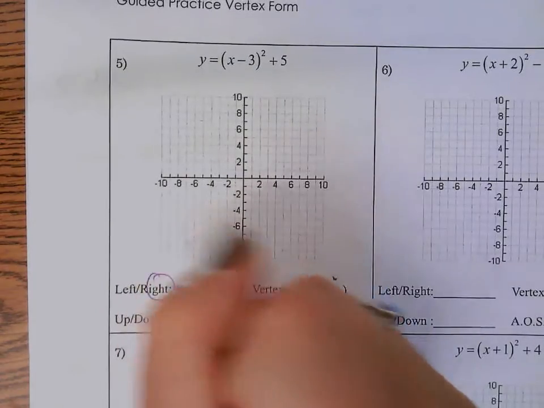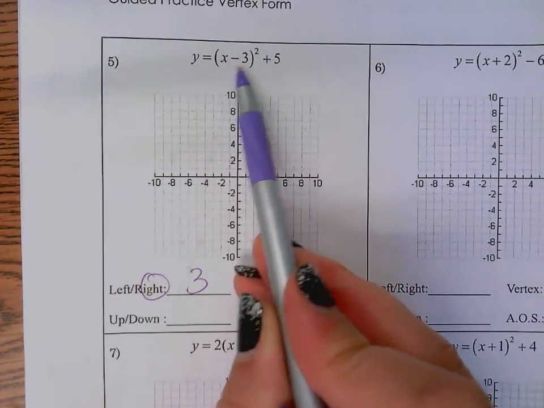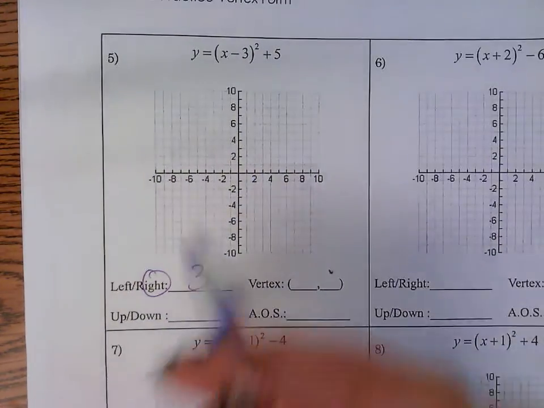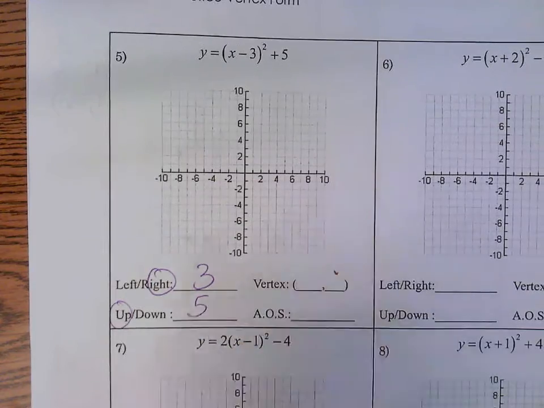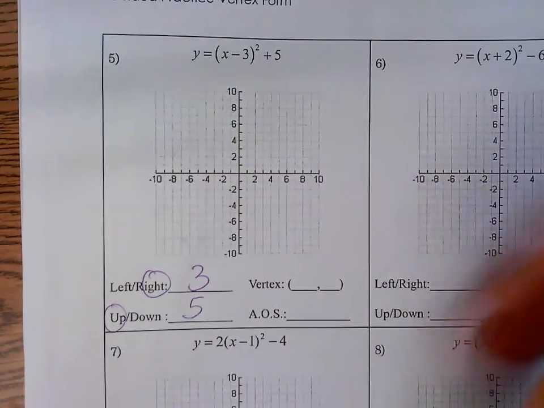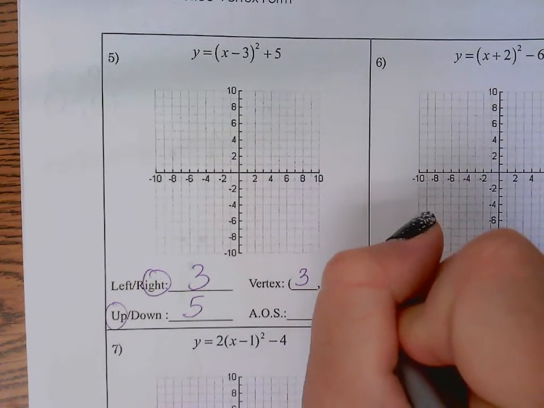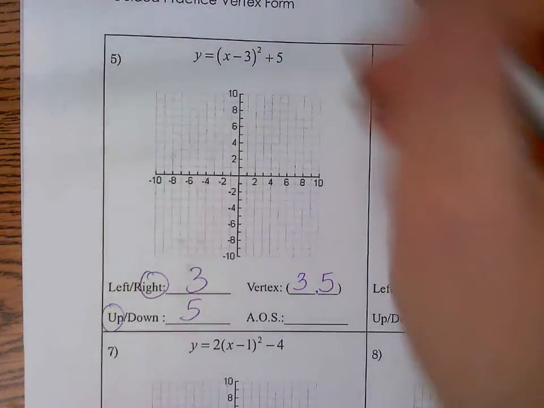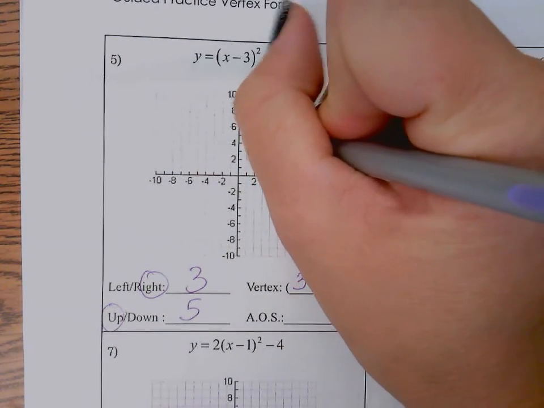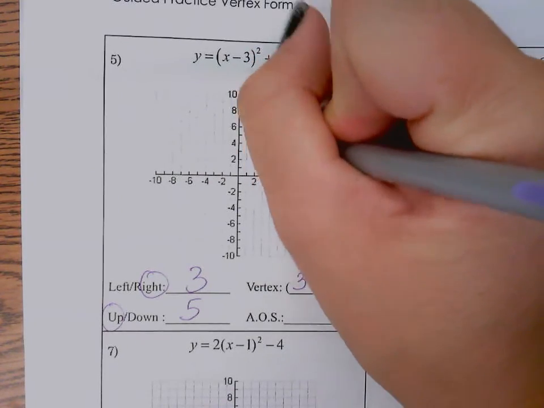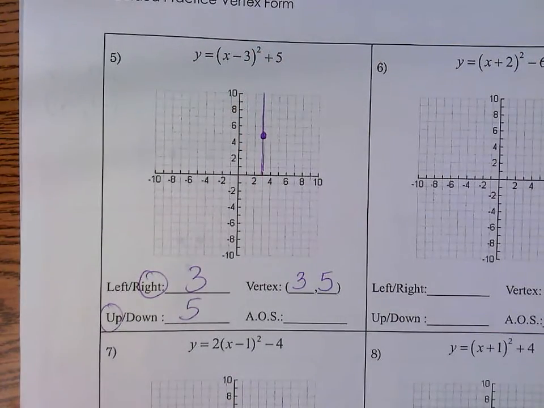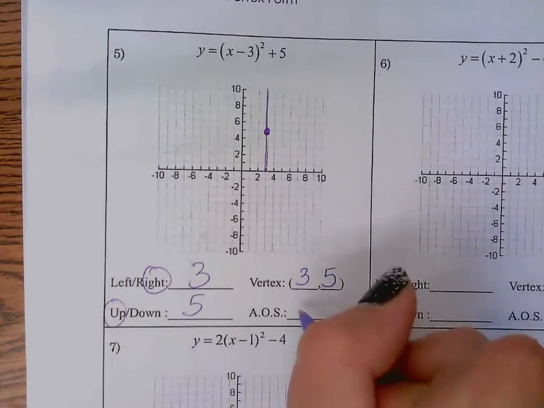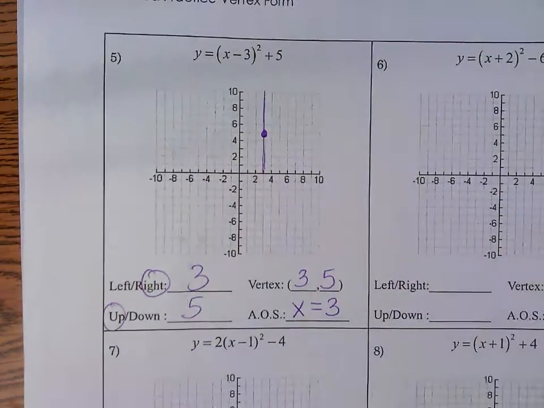Right by 3, that's what the x minus 3 does. And up 5 is what that plus 5 does. So to record my vertex, it's (3, 5), because it was right and up. AOS stands for, where is that axis of symmetry? So if you plot your vertex at (3, 5), an axis of symmetry is a vertical line that goes through the vertex. So we record it as the vertical line x equals 3.